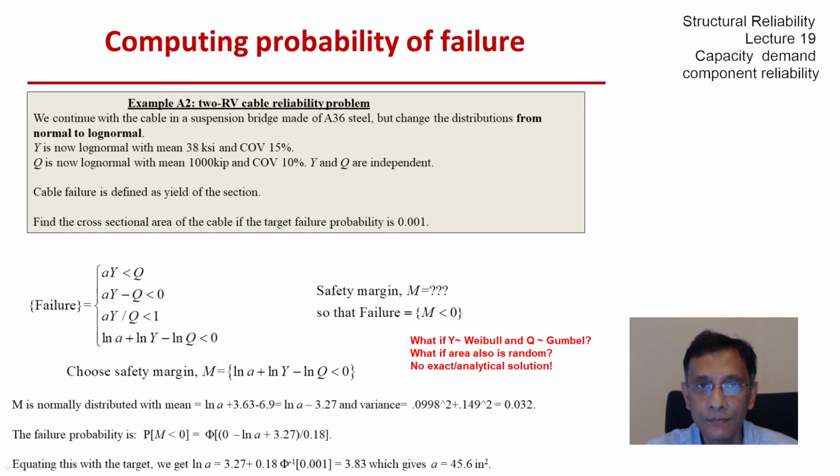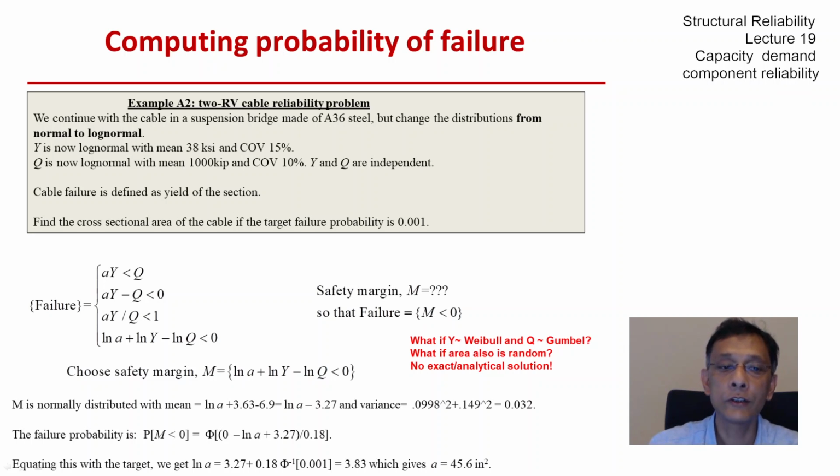Now, let's confront this question, because it's something we are going to deal with quite a lot. What if we did not have the benefit of such simple closed form solutions? What if the problem formulation or the distributions were such that these nice simple analytical solutions were not possible? What should we do? We have one example here. Suppose Y was Weibull and Q was Gumbel. What if the area was also random? Then we have situations where a simple linear combination of normals is no longer applicable.